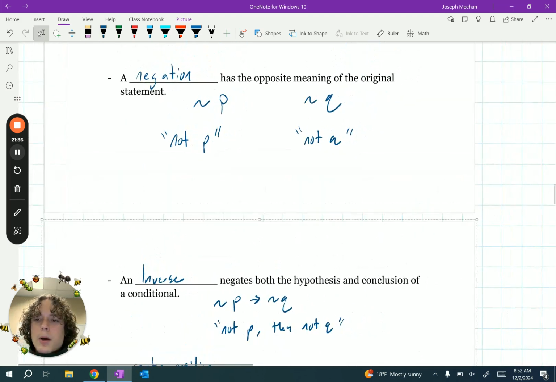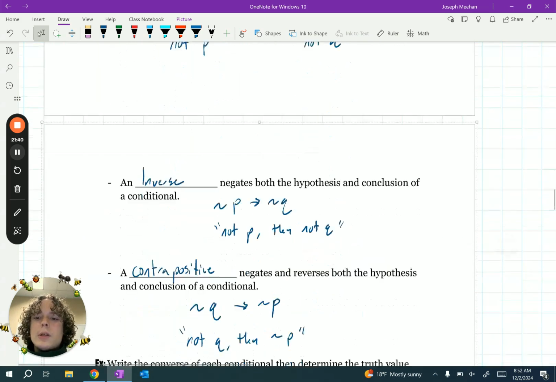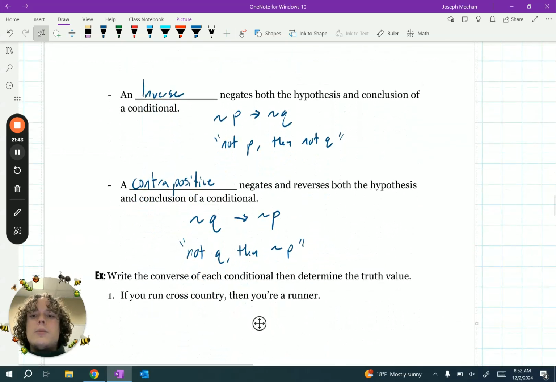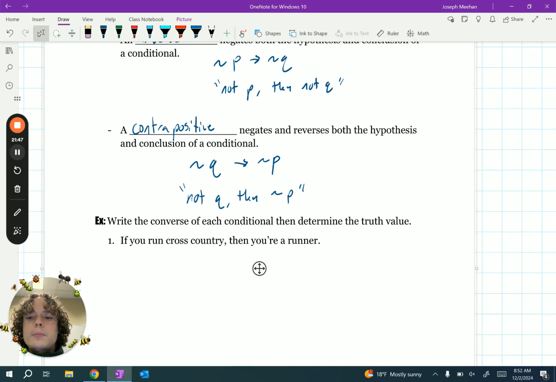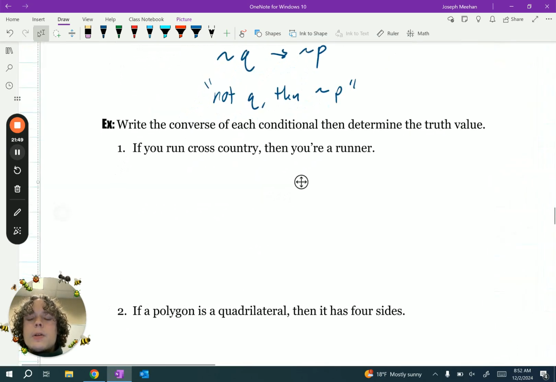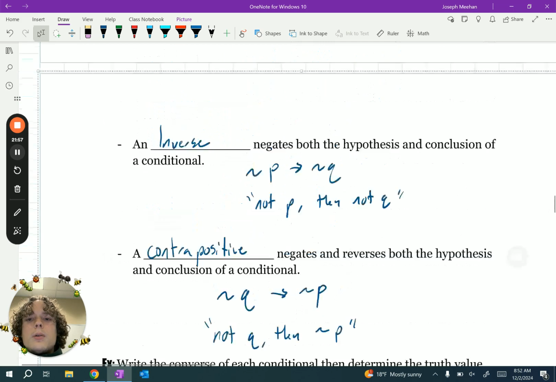So now, what do we talk about? We talked about the hypothesis, the conclusion, conditional, converse, negation, inverse, and contrapositive. That's like all the definitions we're going to learn about this subject here. And we're going to go into some examples using what we just learned about those definitions. It says, write the converse of each conditional, then determine the truth value.